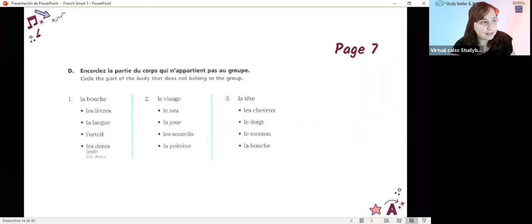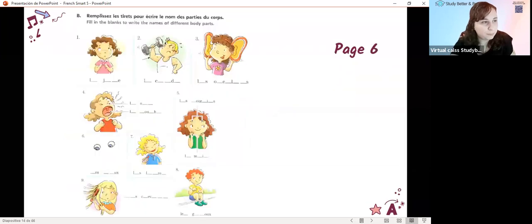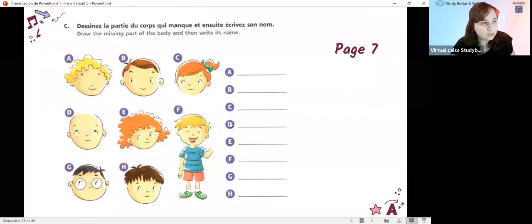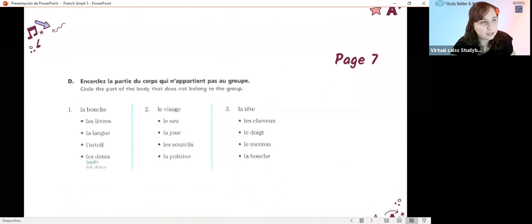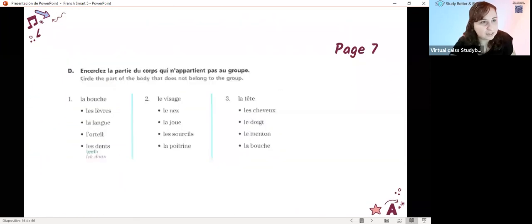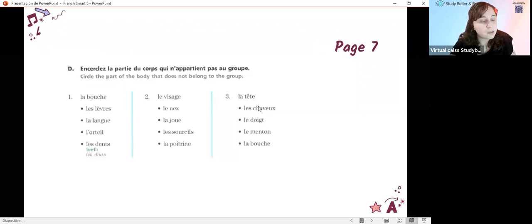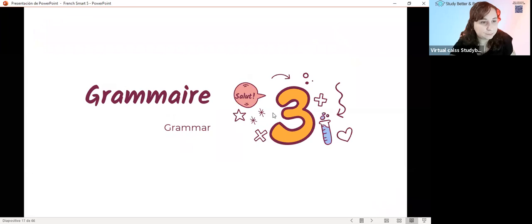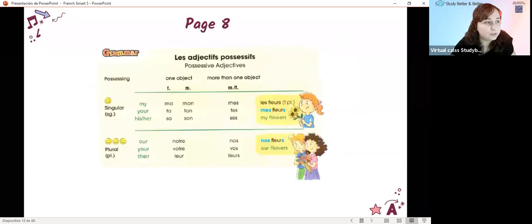So let's keep going. We were here, page 5, page 6, page 7, and this was also part of page 7 here. You can see on the corner on the right. Okay, so here, after seeing page 7, the next part is gonna be la grammaire, the grammar, right?